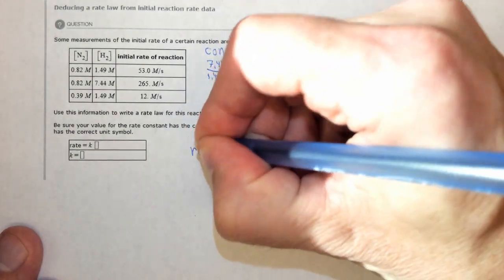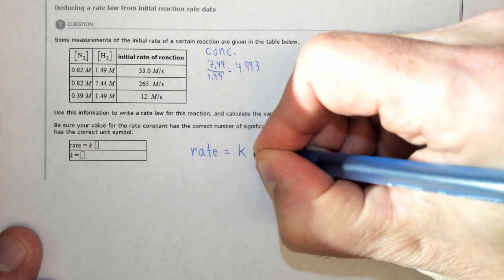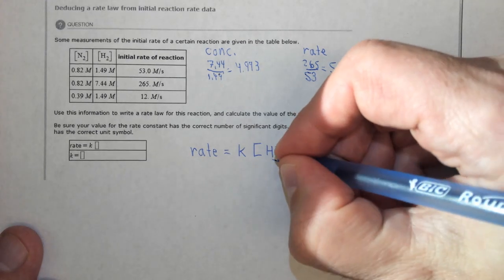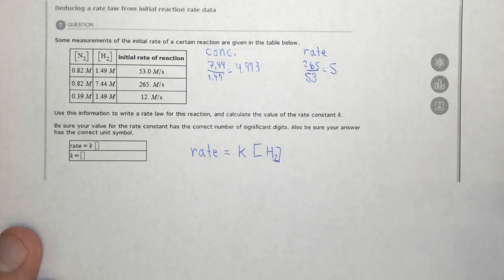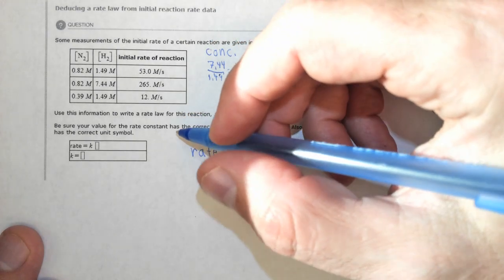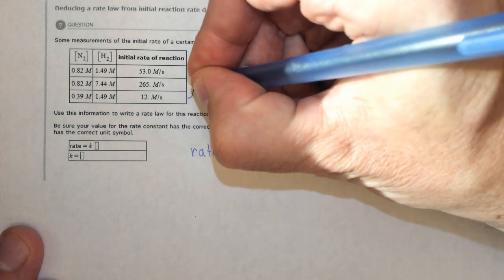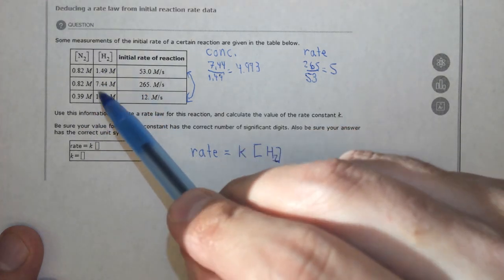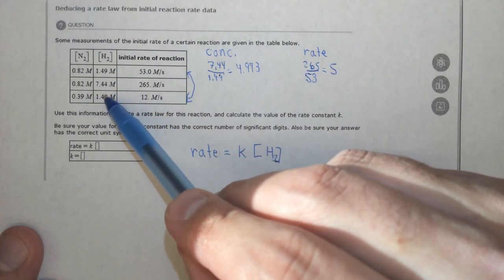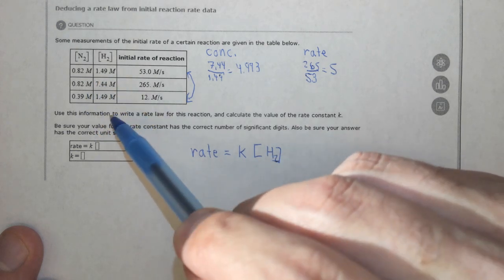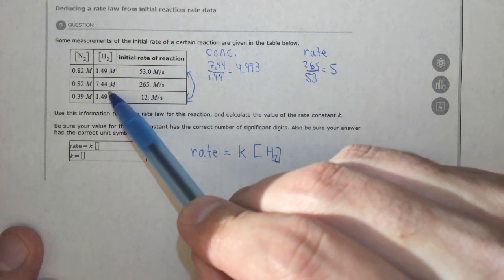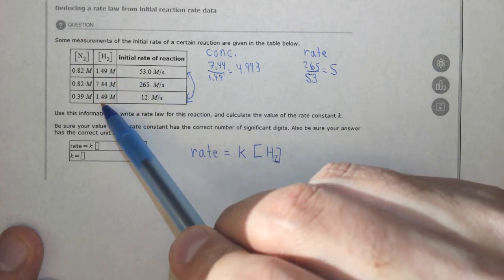So we can start: rate equals k, concentration of hydrogen to the 1, but if it's to the 1, we don't write it. I missed the diatomic hydrogen there. Let's do the same thing for nitrogen. If we look at nitrogen, we have to compare number 3 with number 1, because here the concentration of hydrogen remained constant. You wouldn't want to compare these two, because if you compare these two, both things change. So compare where hydrogen stays constant, in this case at 1.49 molar. Said another way, compare the first trial with the third trial.